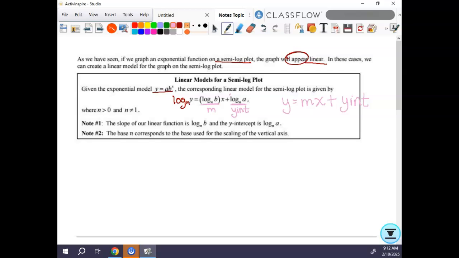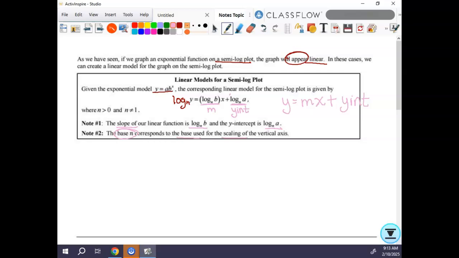So it says, note number 1, the slope of our linear function is log base n of b, and the y-intercept is log base n of a. That's what I just said there. The base n corresponds to the base used for the scaling of the vertical axis. Everything we've seen so far is tens. I have a feeling they'll probably use the 10 with you just because it doesn't need to get too crazy. We're just kind of understanding this.